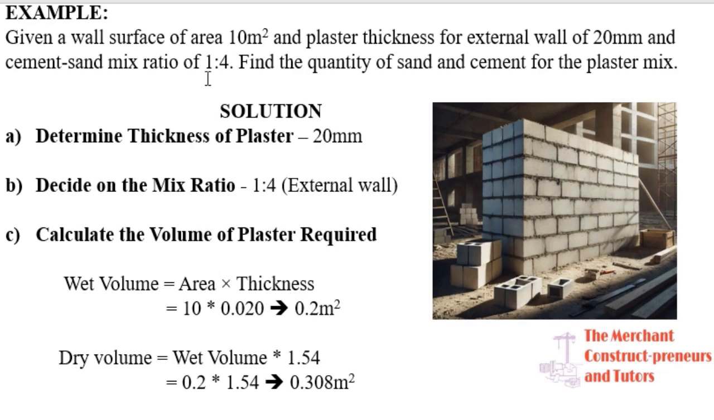Okay, so now let's go straight to an example, so I have a proper idea of what we have been talking about. Given a wall surface of 10 square meter and plaster thickness for external wall of 20 millimeter, and a cement sand mix ratio of 1:4, find the quantity of sand and cement for the plaster mix. Okay, so as I was saying, this is an example. We are assuming this, but on the site nobody's assuming for you.